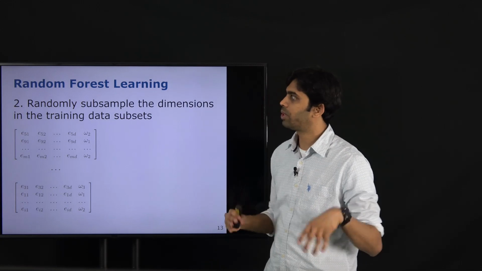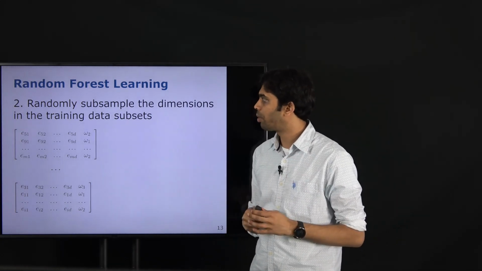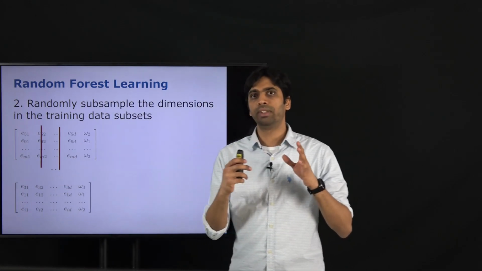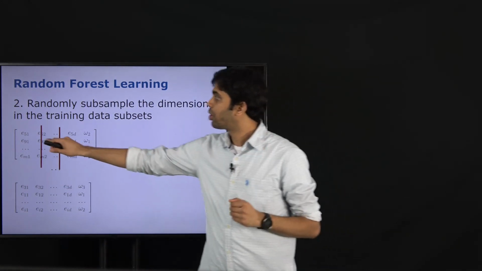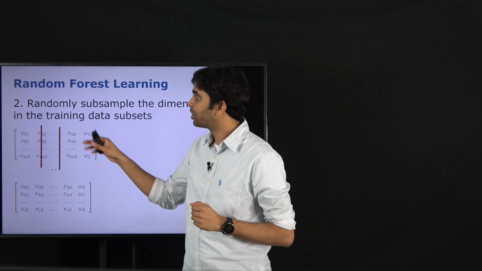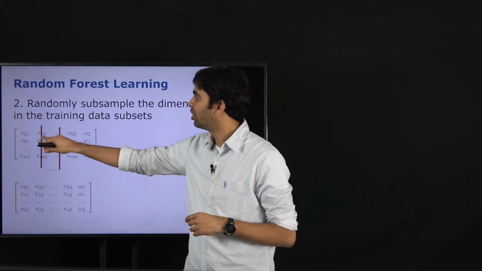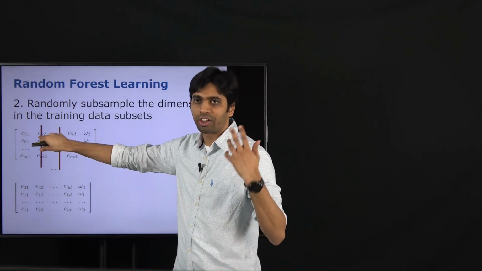Next, what we do is add a little bit more randomness into the process. We actually split column wise. What this means is that each column here corresponds to some feature element of that data point, right? So maybe this corresponds to the color of the eye.